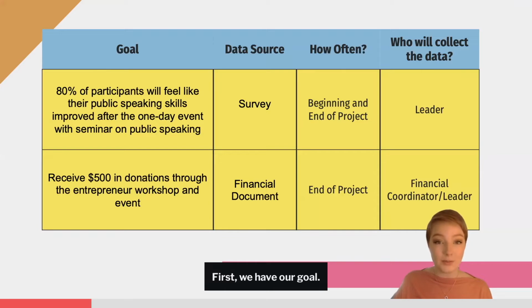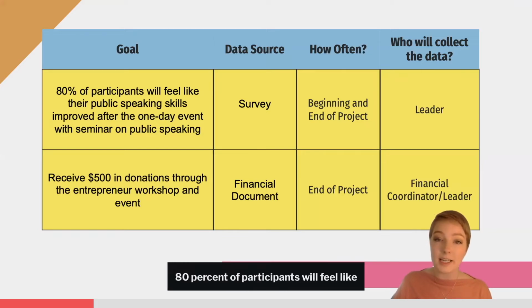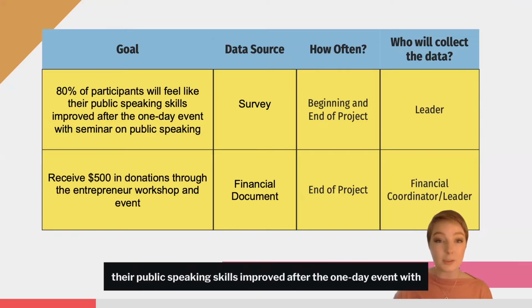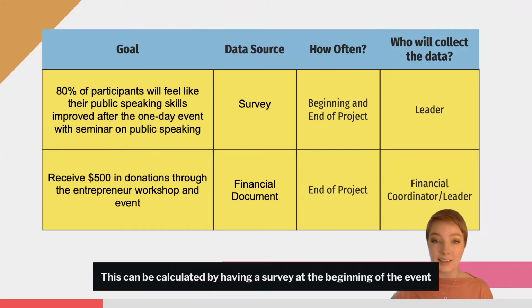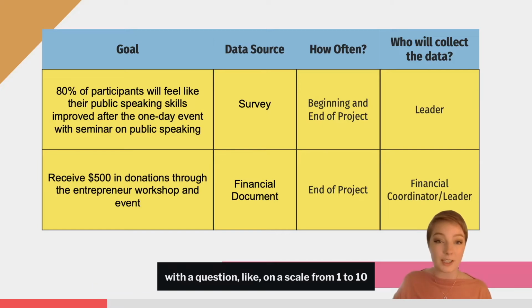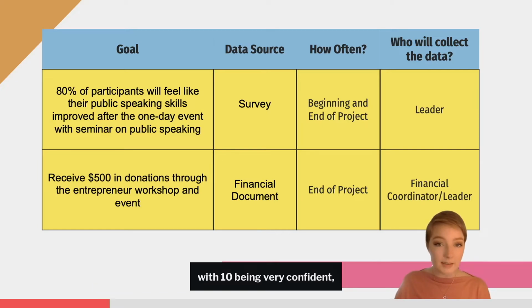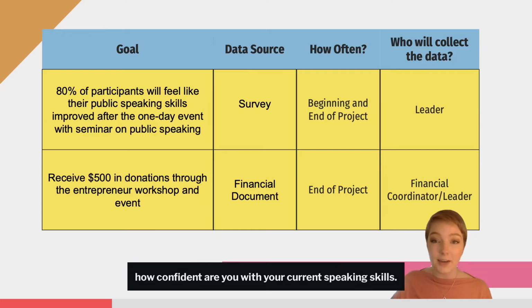First, we have our goal. The first example states, 80% of participants will feel like their public speaking skill improved after the one-day event with the seminar on public speaking. This can be calculated by having a survey at the beginning of the event with a question like, on a scale from 1 to 10, with 10 being very confident, how confident are you with your current speaking skills?